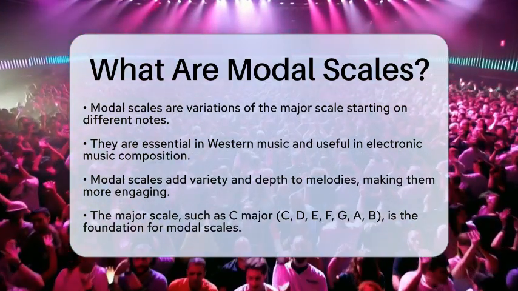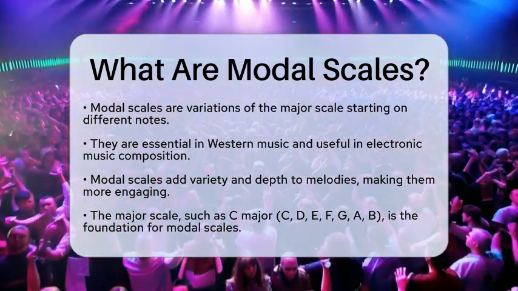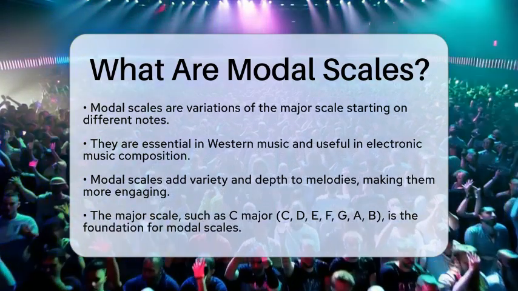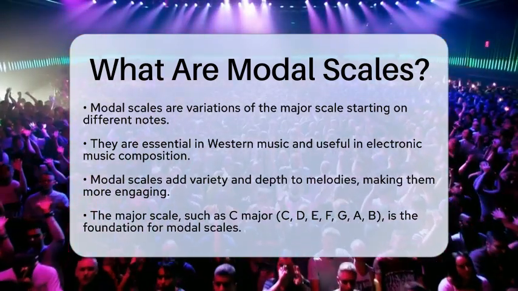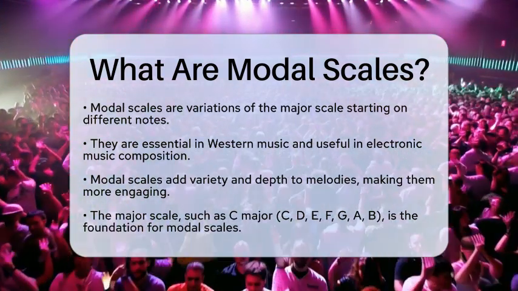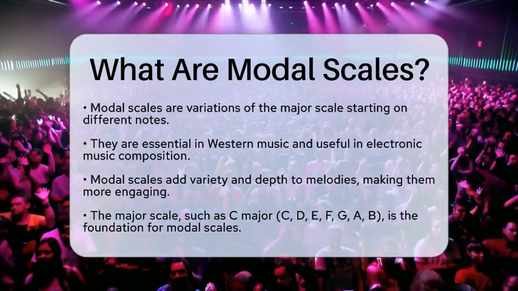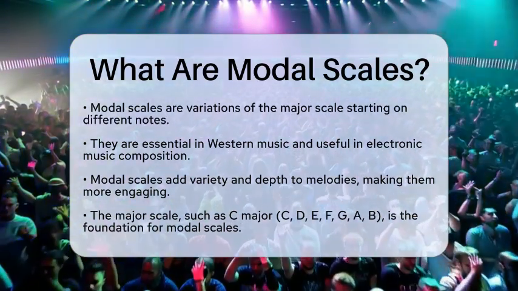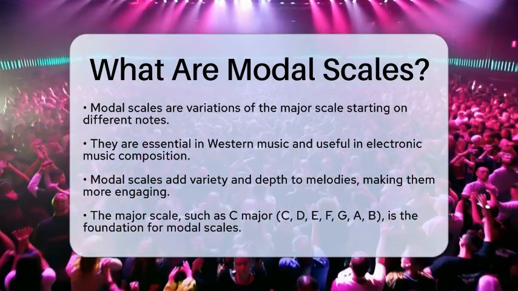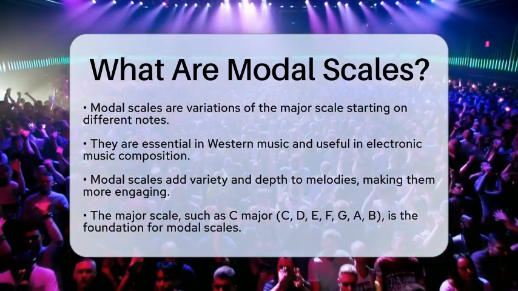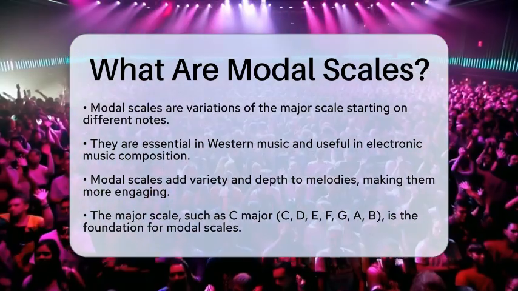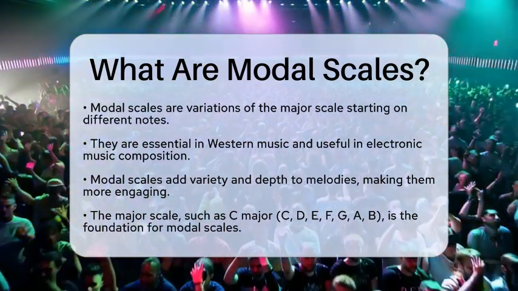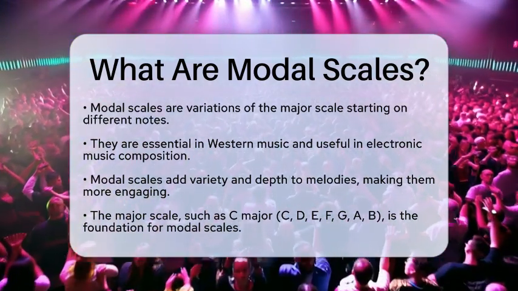This concept is essential in Western music and is especially useful in electronic music composition. Modal scales can add variety and depth to your melodies, making them more engaging. Let's start with the major scale, which serves as the foundation for understanding modal scales. Take the C major scale, for example. It consists of the notes C, D, E, F, G, A, B, and C. This scale is also known as the Ionian mode.